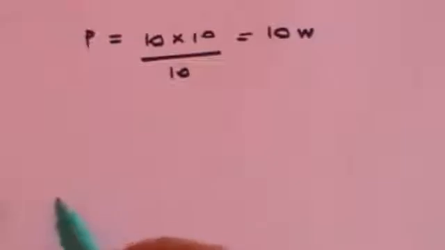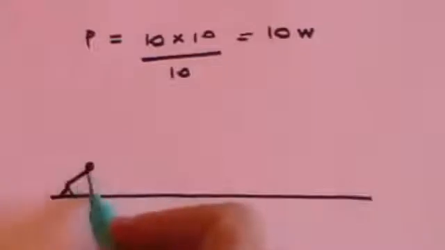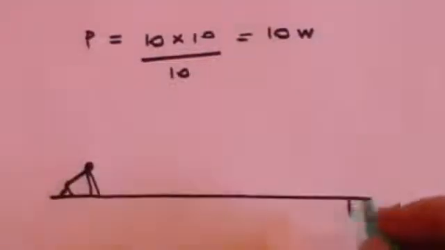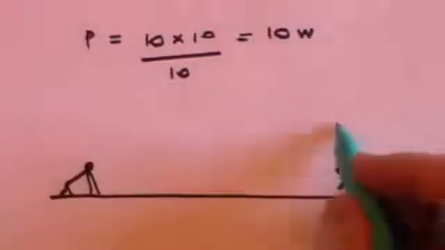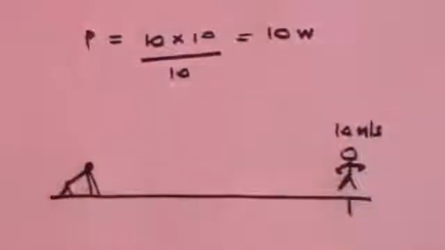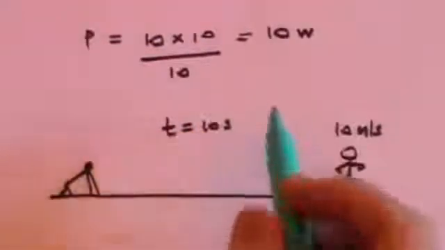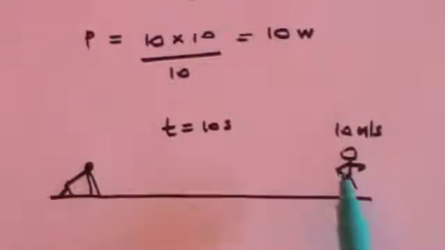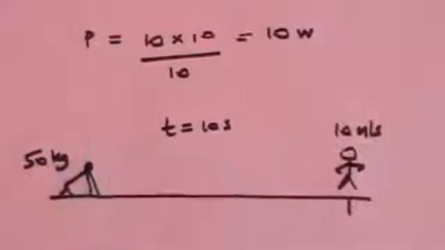Here's the first one, a race. Here you are on your marks, ready to run the race, and at the finishing line, as you run across the line, you are travelling at 10 meters per second. And it takes you 10 seconds, T is 10 seconds, to get from the start to the finish. And your mass, I can tell you, is 50 kilograms. And the question we are asked is, what is the power that you have to employ to run that race?